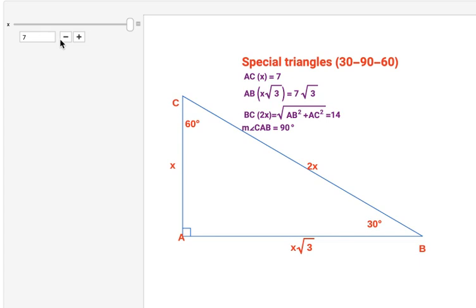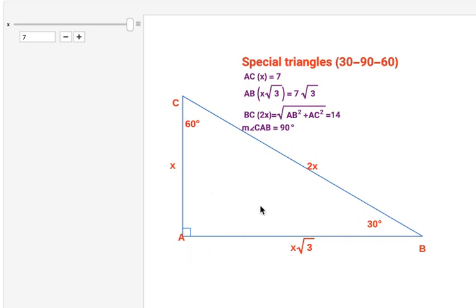Special triangle. Here the triangle has angles of 30, 90, and 60. So if you look at this picture, angle C is 60, angle B is 30, and angle A is 90. Currently the value of X equals 7, which is AC.